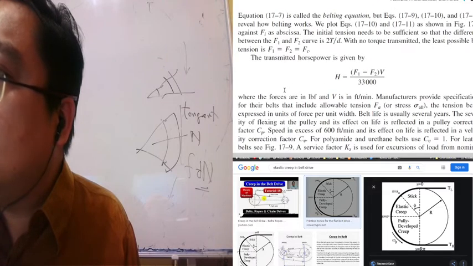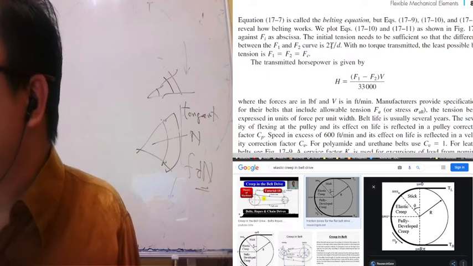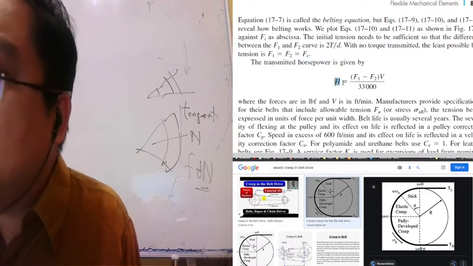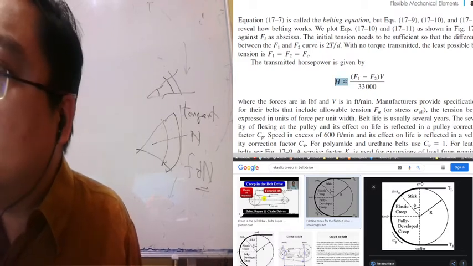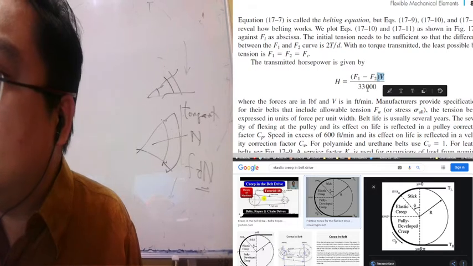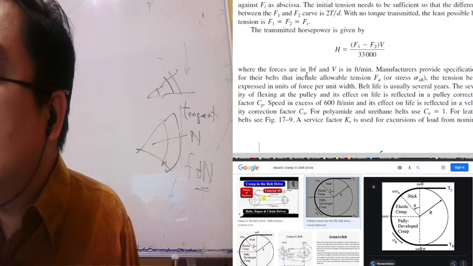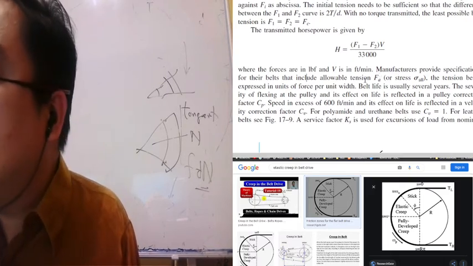Okay, the difference between these two equations gives the transmitted horsepower, H. H is always the symbol for transmitted horsepower. H equals (F1 minus F2) times V, the velocity, divided by 33,000, with velocity in feet per minute. The manufacturer provides specifications for the above.